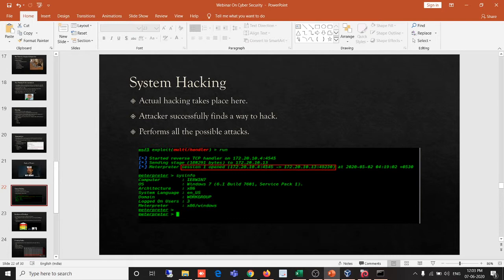So system hacking. What is system hacking? It is like you are entering into a system or into an application of that particular user. You are gaining total access to your target system. An attacker successfully finds a way to hack. Once, after the enumeration part, he finds a way to get into the system, he could perform all sorts of possible attacks after that.